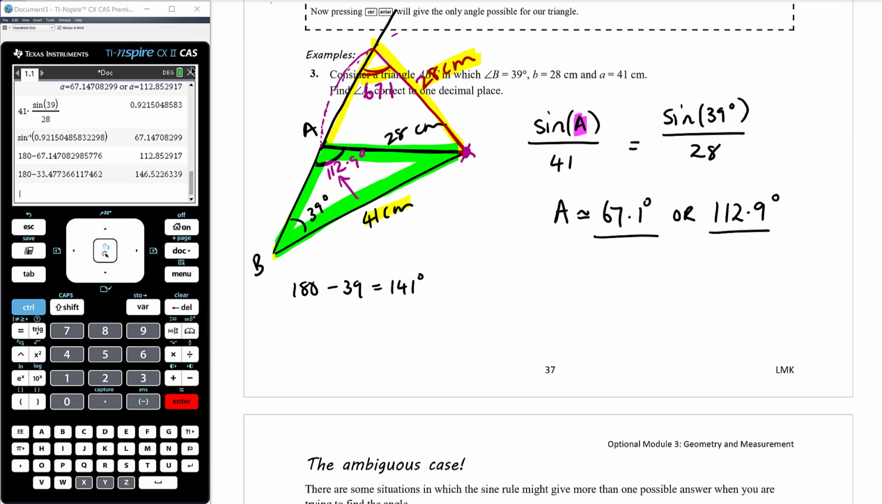So we've actually been given a set of information that's ambiguous. It's not enough information to define one unique triangle. So actually what we find when we solve it is there's two possible values for A because there's two possible triangles that fit the information given in this question.